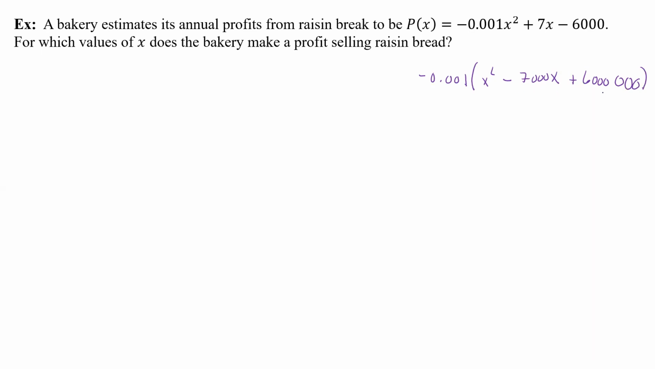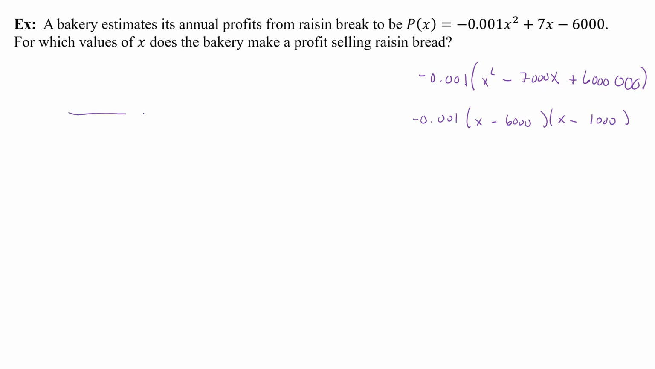All right, and now we need to factor this. That's going to be x and x. They're both going to be negative, and it looks like 6,000 and 1,000 are going to be the two keys, because if I multiply those together, I get that, and if I add them together, I get the 7,000. All right, so that will give me my two zeros.